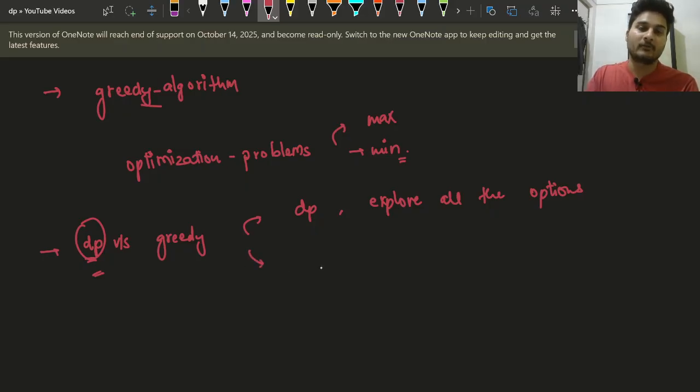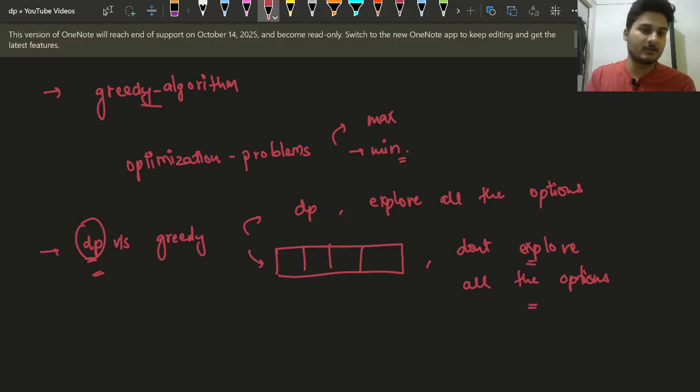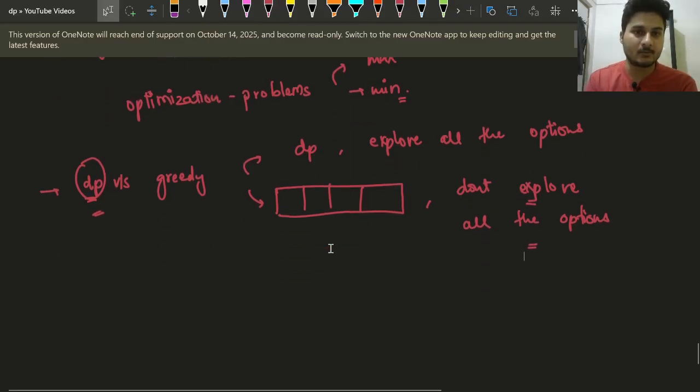But in greedy what we do is we take a look at the constraints and check if those constraints allow us a situation where we do not have to explore all the options. So in greedy we don't explore all the options, right? This is one of the fundamental differences between a greedy algorithm and a DP based approach.